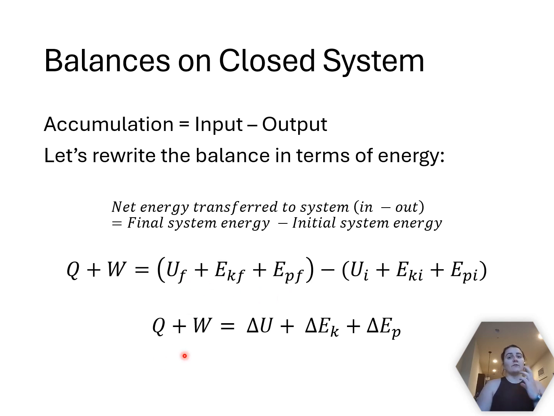And so what we can do is write our closed system energy balance as Q plus W equals the change in internal energy plus the change in kinetic energy plus the change in potential energy. So this is going to be our closed system energy balance. It always starts from accumulation equals input minus output and has this form. From here, we can cancel these terms if they don't apply to the system, but we need to check and see if they do apply. So this is going to be an important equation that you're going to want to circle and star for your final exam.